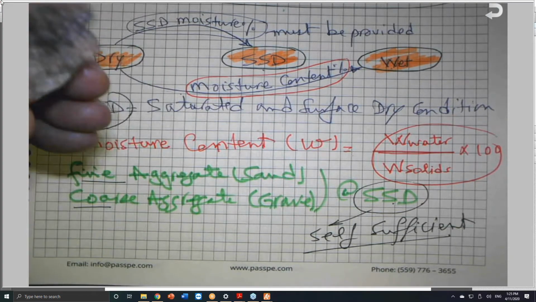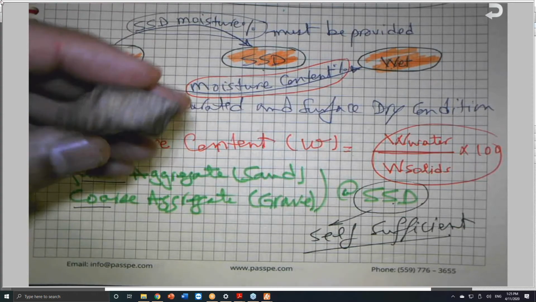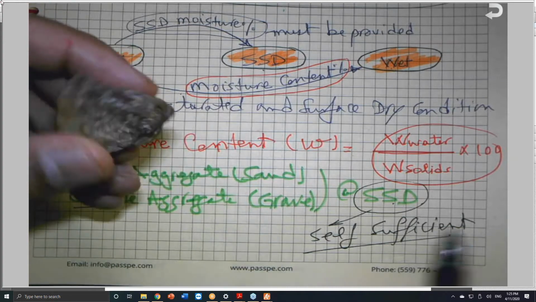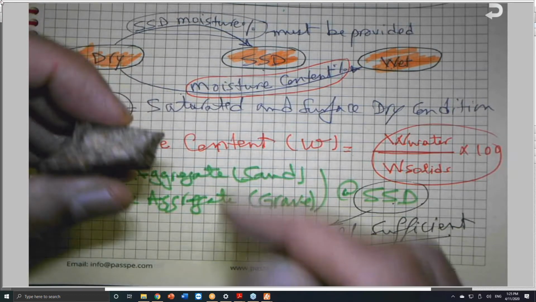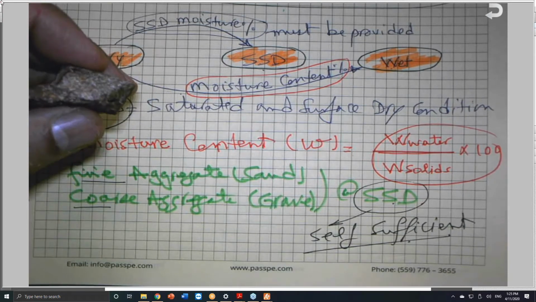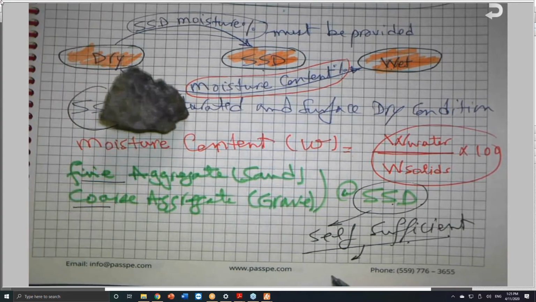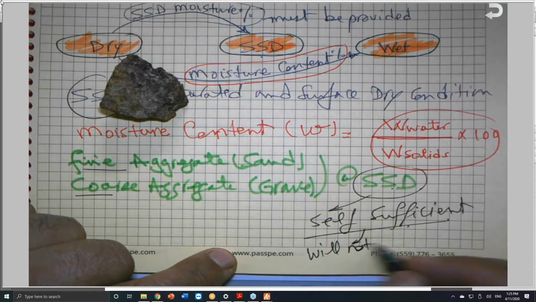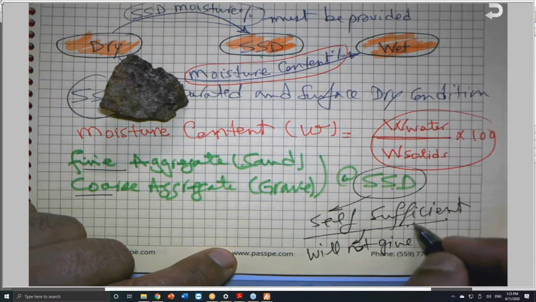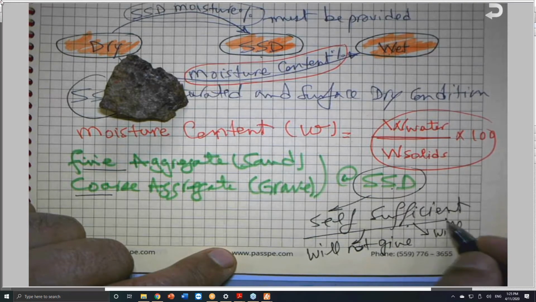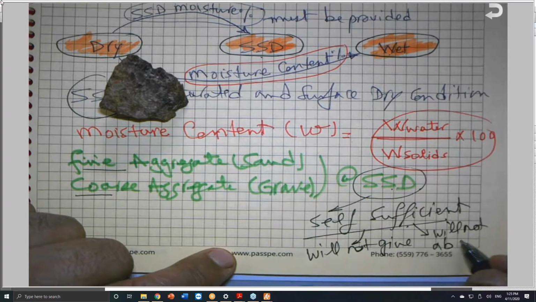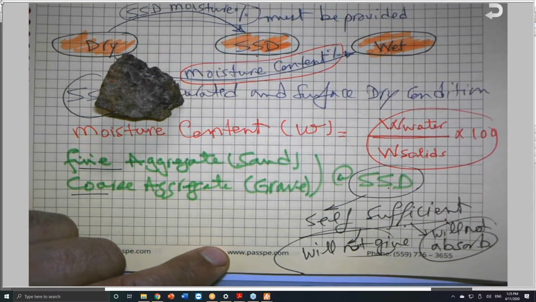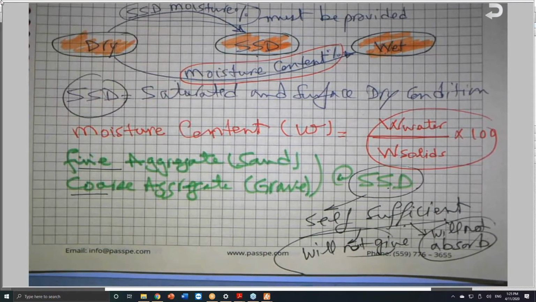So it is this piece of aggregate. This is a coarse aggregate, crushed coarse aggregate, not natural, crushed, as you can see. And if it is SSD, that means self-sufficient, it will not give, and it will not take, will not absorb. This is what is meant by SSD. Okay, and this is the ideal condition.